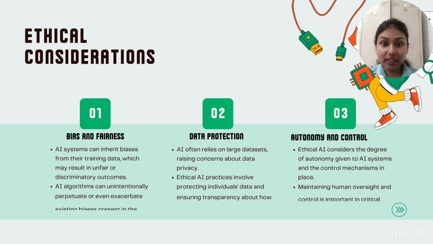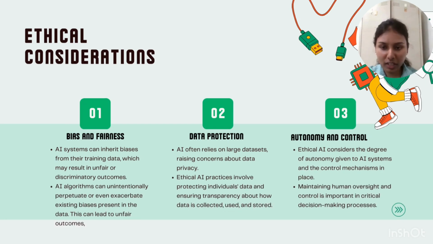Now I'm going to talk about the ethical considerations that may arise by using AI and big data. Firstly, bias and fairness. AI systems can inherit biases from their training data, which may result in unfair or discriminatory outcomes. AI algorithms can unintentionally perpetuate or even exacerbate existing biases present in the data, which can lead to unfair outcomes.